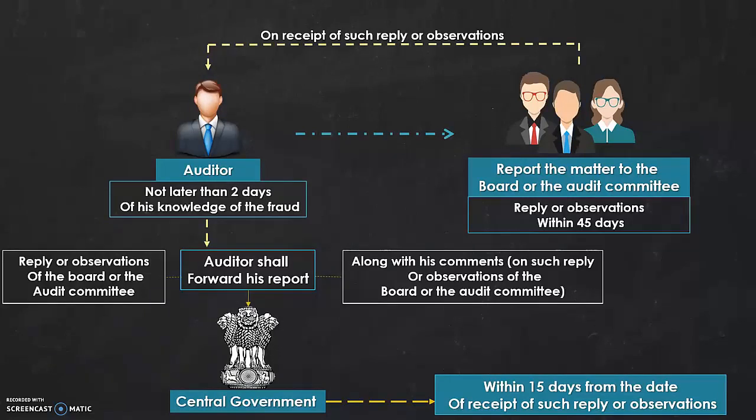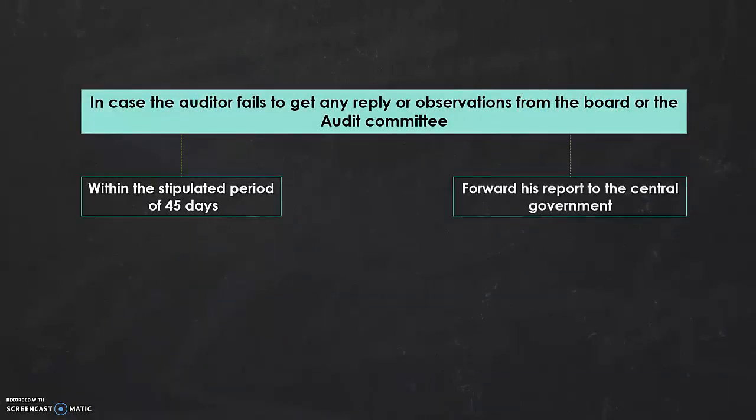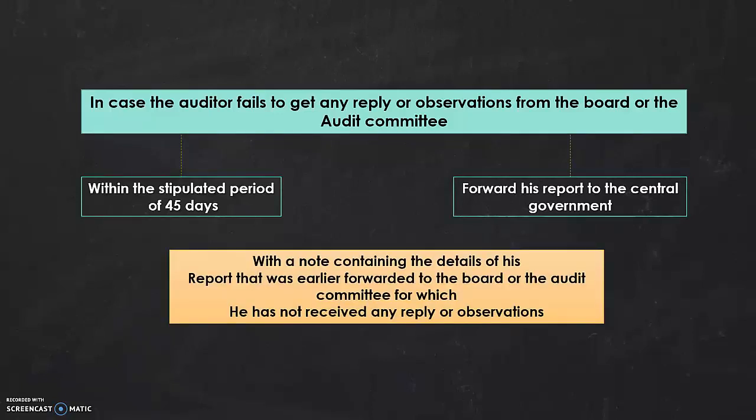Okay, fine. What will happen if auditor is not getting that reply from board or audit committee within 45 days? In case auditor is not getting that within 45 days, then he should forward his report to the central government, and he should give a note which should contain the details of the report that was forwarded to board or audit committee, and he should also mention the fact that he has not received any reply or observations.